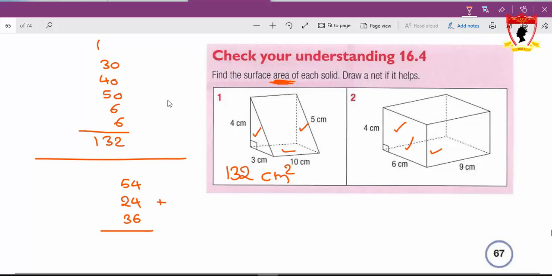4 plus 4 is 8, plus 6 is equal to 14. 4 here, 1 there. 5 plus 2 is 7, plus 3 is 10, plus 1 is 11. So the area of 3 faces is equal to 114. If we double this result, it will be 228, which is the total surface area of this solid figure or 3D shape.